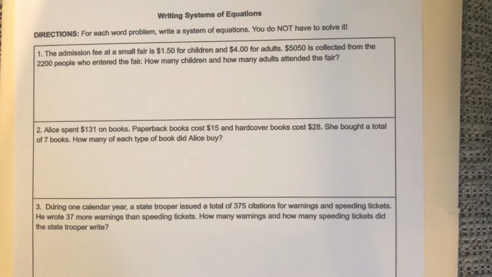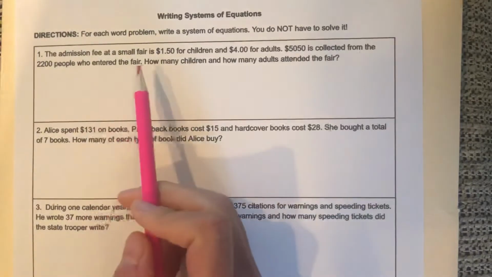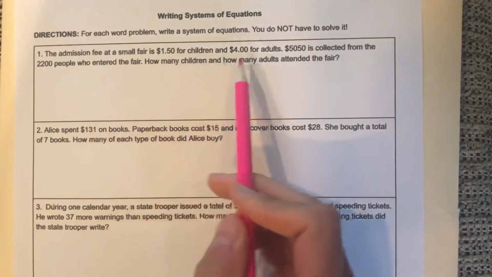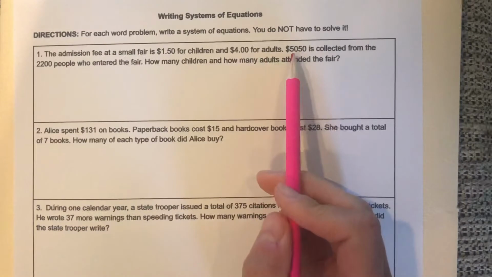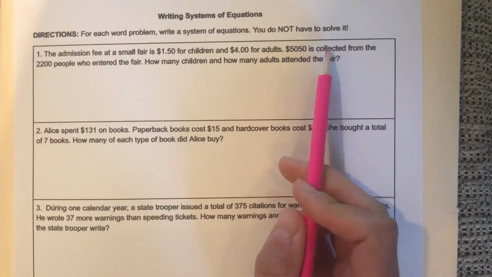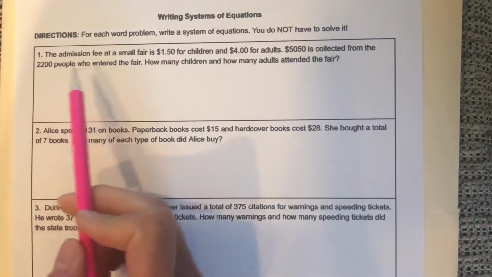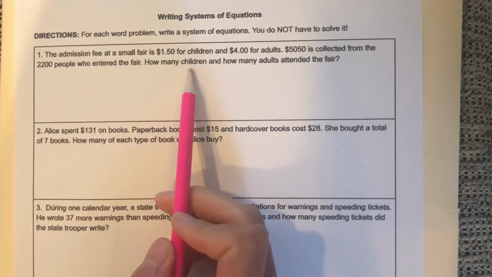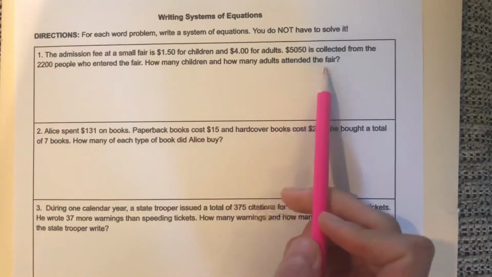In our last class I posted a video on how to write equations. This time we're going to write a system of equations, which means there's going to be more than one equation. So we're going to read number one together, and then we'll talk about how we can look at the different pieces of this word problem. It says the admission fee at a small fair is $1.50 for children and $4 for adults. $5,050 is collected from the 2,200 people who entered the fair. How many children and how many adults attended the fair?